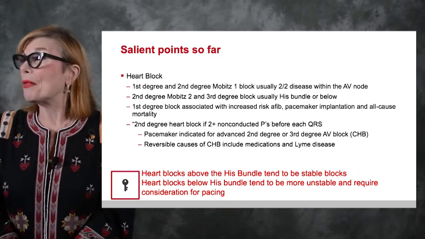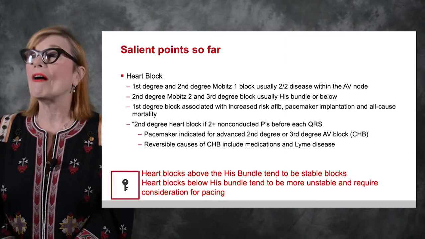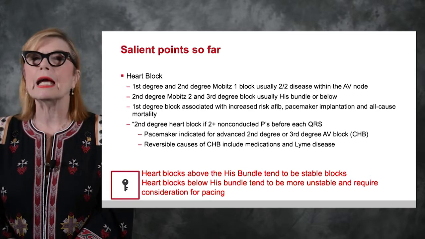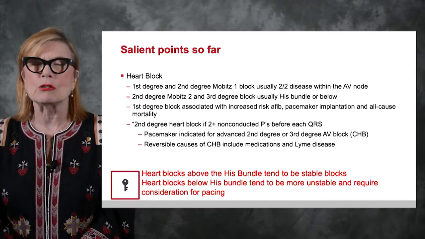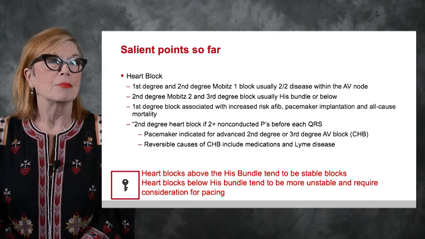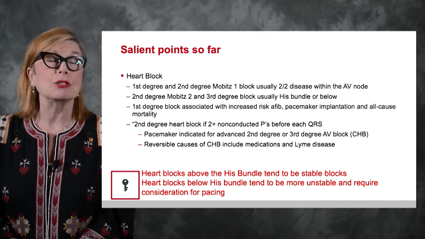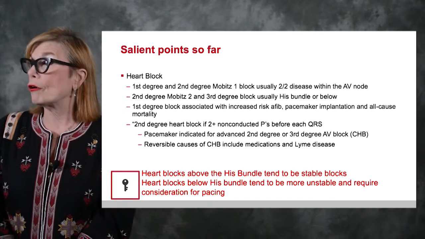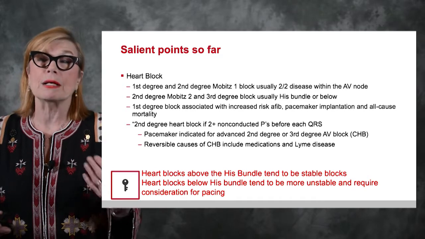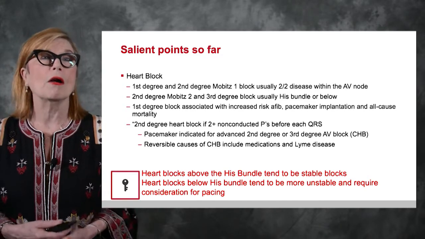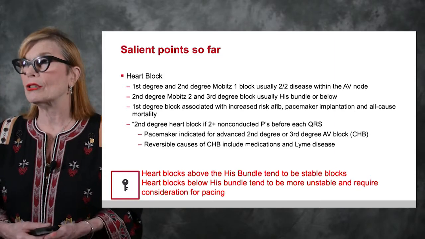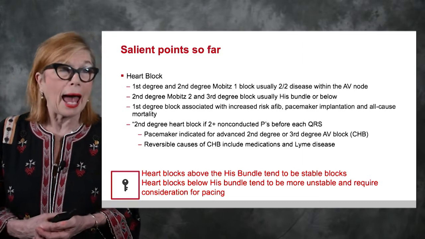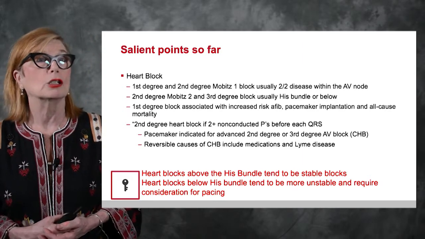Very good. So the next group of salient points so far are the heart block groups. First degree and second degree Mobitz type 1 block usually are in conjunction with disease or ischemia in the AV junction. Second degree Mobitz type 2 and third degree heart block usually occur at the His bundle or below. First degree block is associated with increased risk for atrial fib, may require a pacemaker implantation, and it correlates to all-cause mortality. Sometimes first degree AV block is the only sign you have of right coronary artery occlusion.